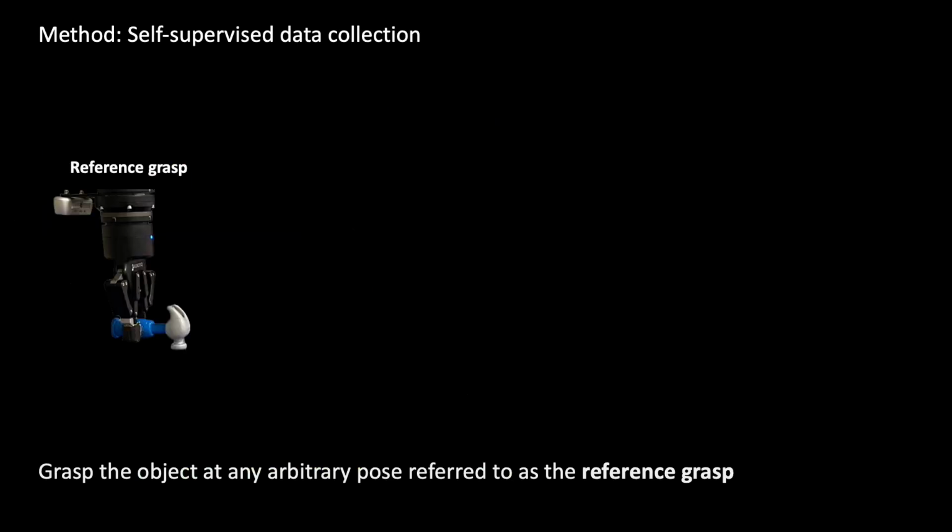So, how does our method learn that corrective transformation to adapt skills to novel grasps in a self-supervised manner without any prior knowledge? The robot grasps the object first at a random pose. We refer to that pose as the reference grasp. The reference grasp can be any arbitrary pose. It can be a random pose. The robot may grasp the object automatically using an off-the-shelf grasping method, or a human might just simply place that object in the gripper in a natural-looking pose for that object.